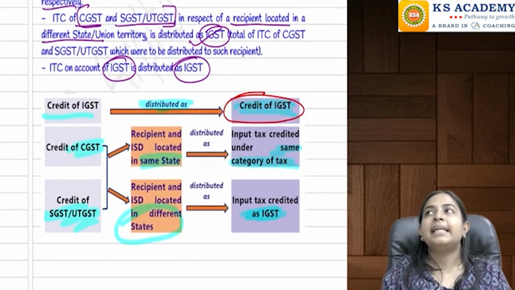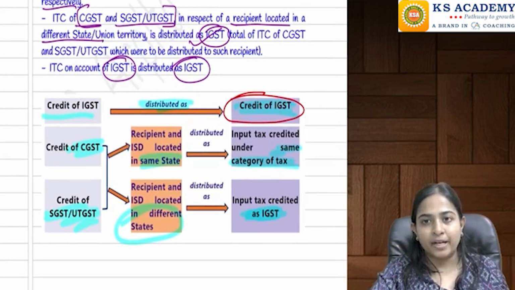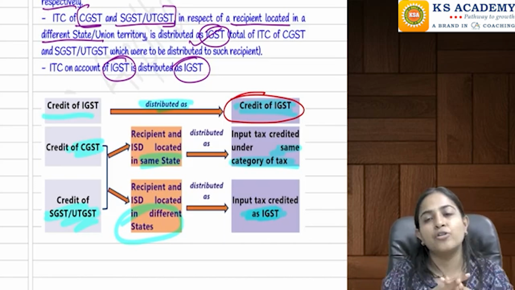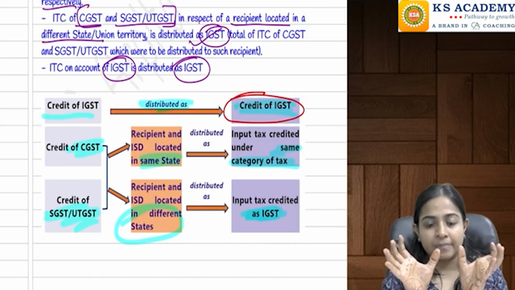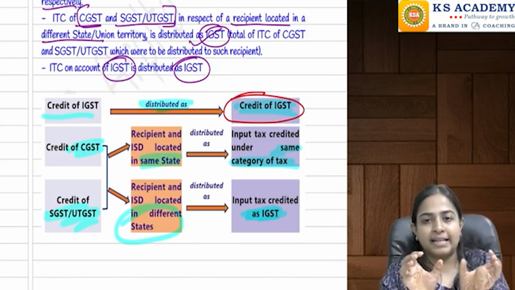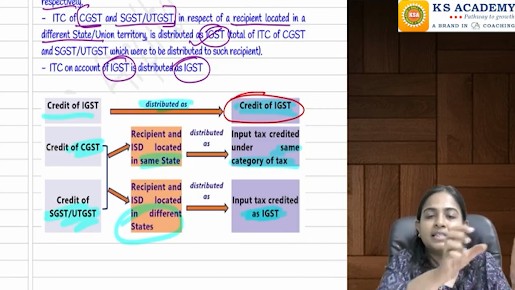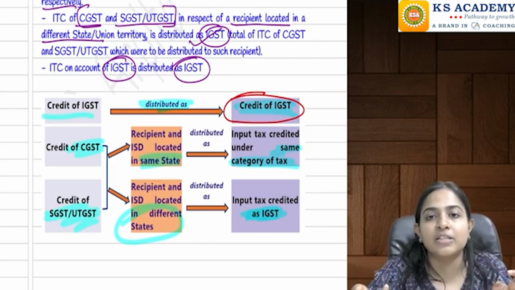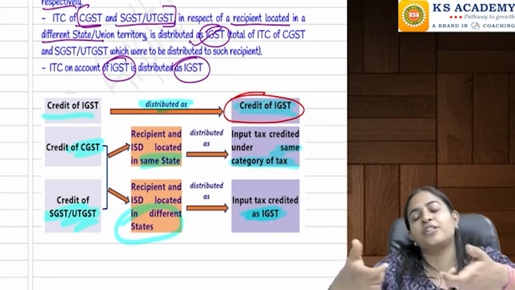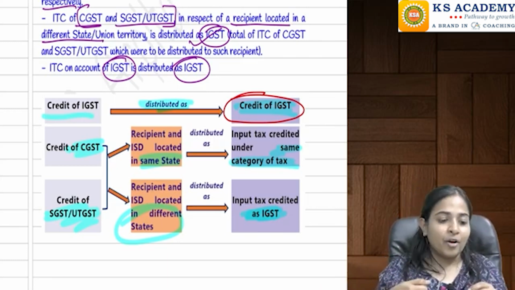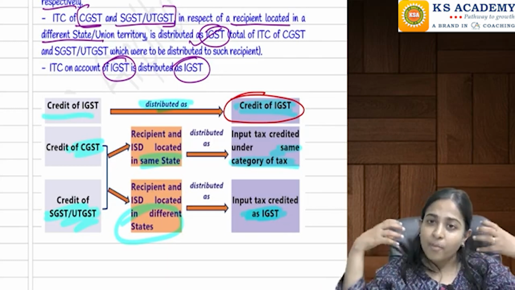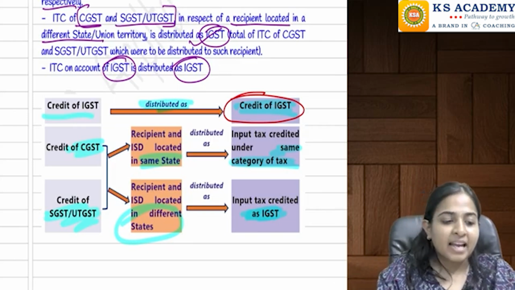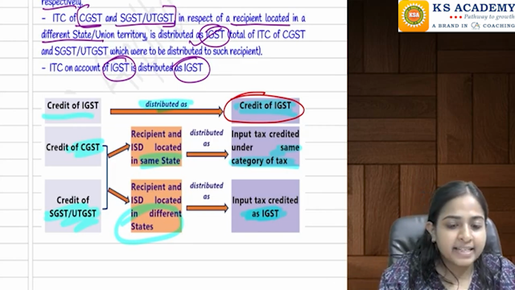Okay, now let's say the credit which I am distributing, the head office is in Maharashtra, for example, and the credit that I wish to distribute is of CGST and SGST. So if my office is in the same state, then distribute it as it is, as CGST, SGST. But if my office is in Gujarat, then you cannot distribute Maharashtra CGST and Maharashtra SGST, then you have to distribute it as IGST. But if my input credit is in the form of IGST, then you have to distribute it in the form of IGST. Are you able to understand this? Yes?